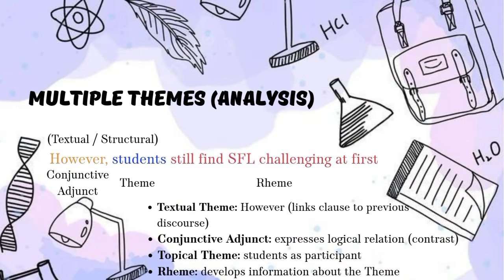Now we look at a clause with multiple themes. However, students still find SFL challenging at first. In this clause, however, functions as a textual theme. More specifically, it is a conjunctive adjunct because it links this clause up to previous discourse and shows contrast. Next, students functions as the topical theme, specifically a participant. The rest of the clause, still find SFL challenging at first, functions as the rheme. This example shows that a clause may contain more than one type of theme.